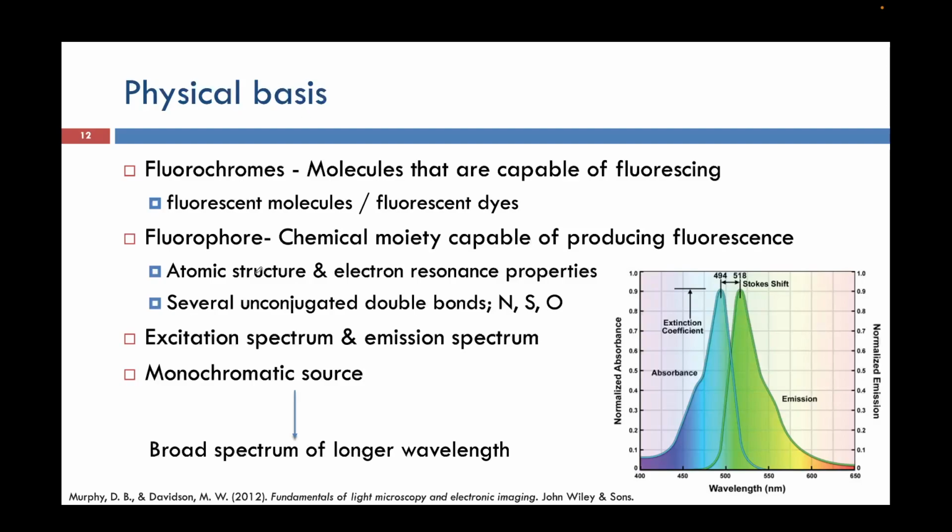To get to know some of the basic terms in fluorescence microscopy, one term is fluorochrome. Fluorochrome means the molecules that are capable of fluorescing. Fluorescing means anything from which we are going to get light. These fluorochromes are also known as fluorescent molecules or fluorescent dyes. They are called like that, right?